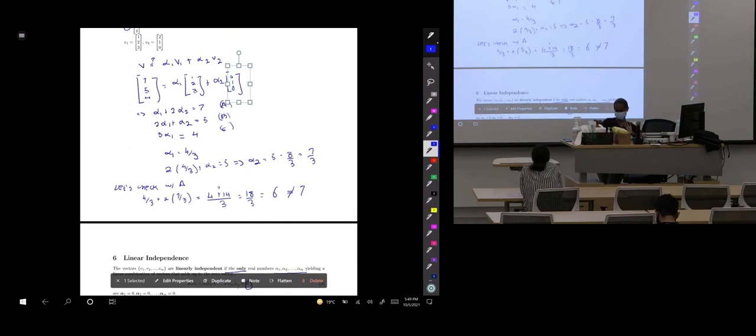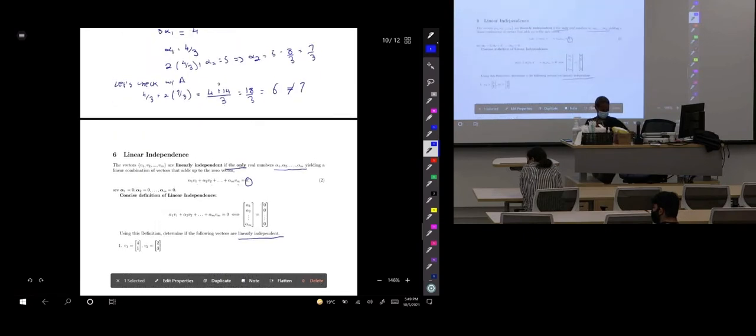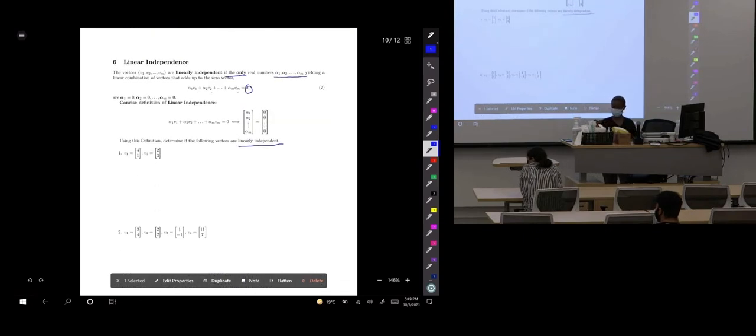Any takers on this side? Yes. I just did the same thing, so it's equal to 0. I got vector 0, 0. Exactly. So we would have alpha 1 v1 plus alpha 2 v2.